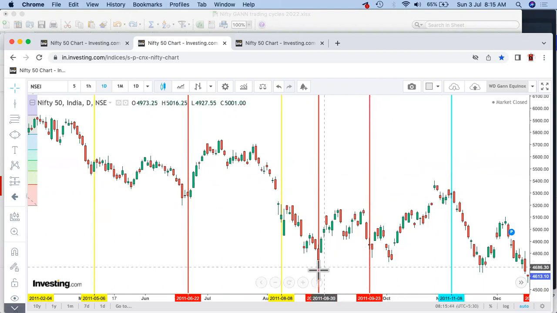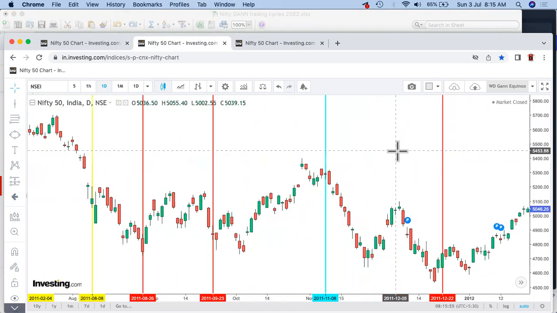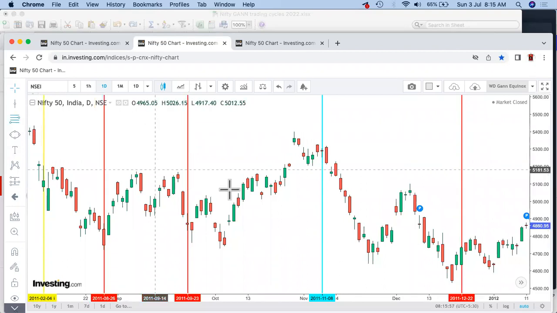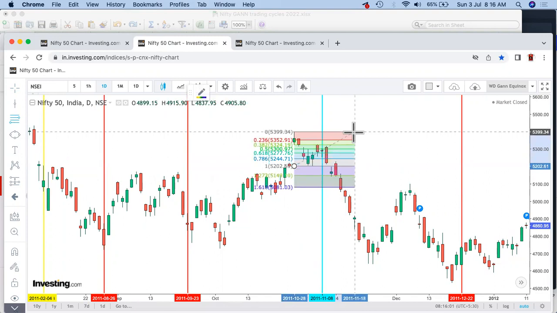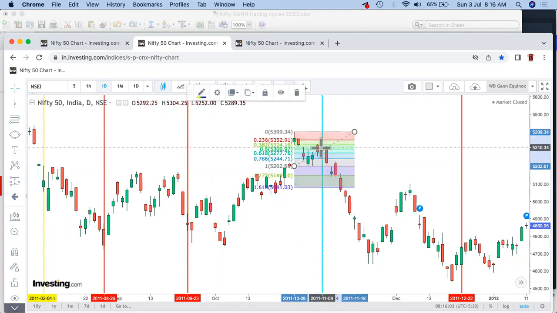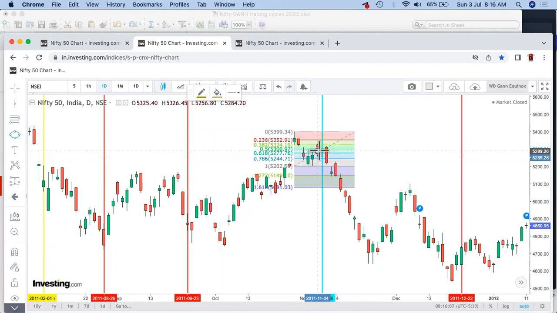Yes, 23rd of September again, double bottom. So this is a low. 7th of November. Yes, this has again given us, let's say, a reversal at 50%. So we'll consider this as a station.